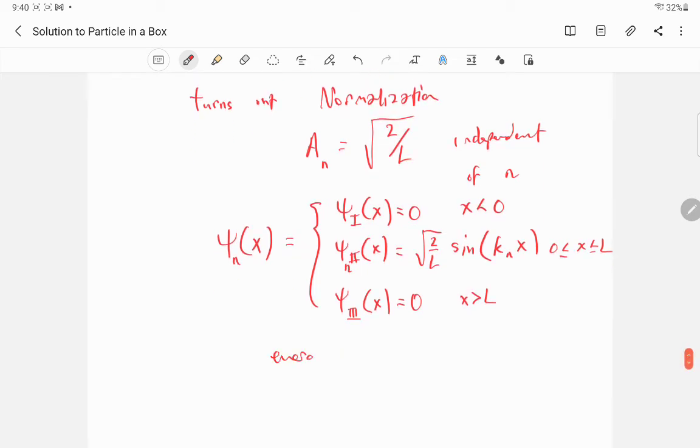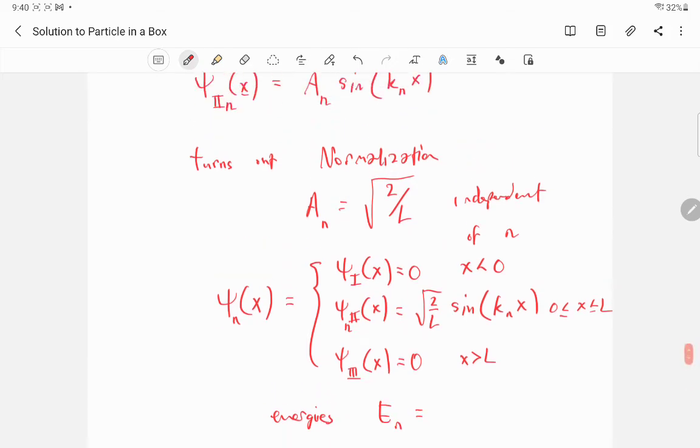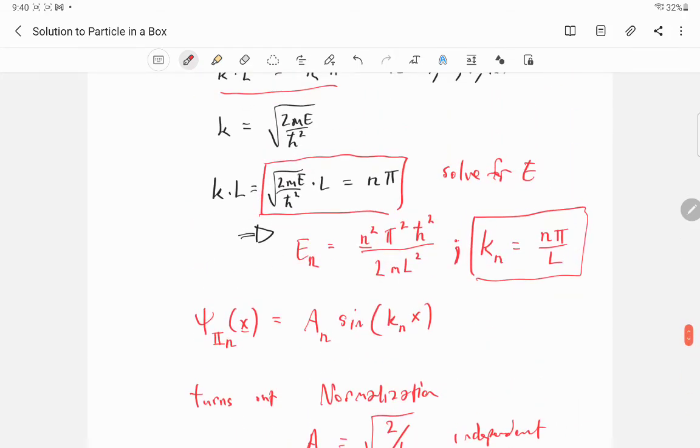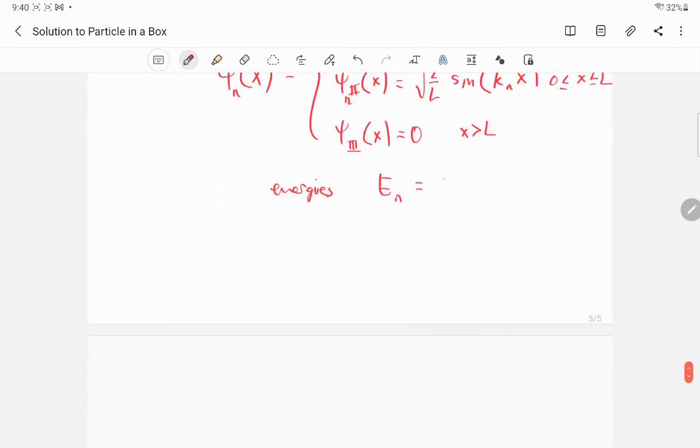And then the energies are the E sub n, which I wrote down up here: n squared pi squared h bar squared over 2mL squared.